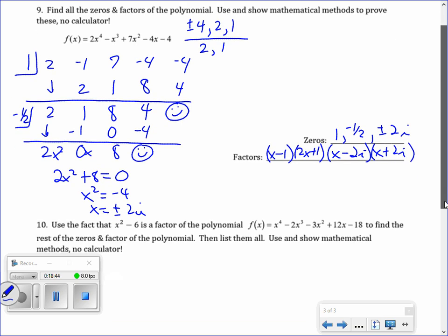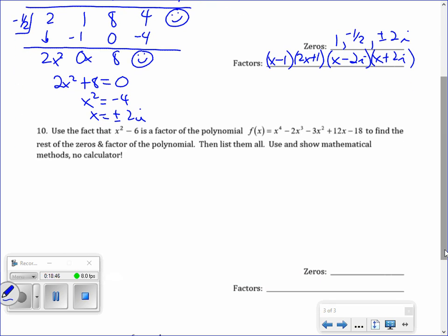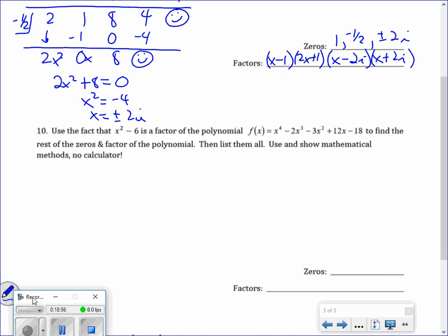All right, we do the same thing down below here, but I did give you a clue. Use the fact that x squared minus 6 is a factor. Again, I'm going to do this without a calculator. You should be prepared for that. So x squared minus 6 must divide into this perfectly. So I'm going to divide x squared minus 6 into x to the 4th minus 2x to the 3rd minus 3x squared plus 12x minus 18.